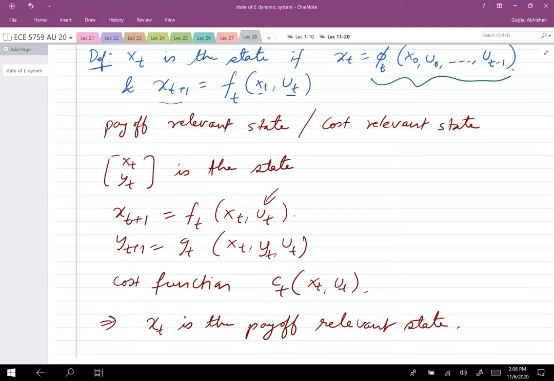Okay, so typically every objective that you have for that system needs to be translated into a specific cost function. And once you do the translation, it becomes very clear what the payoff relevant state would be. And then you need to run some of the dynamic optimization algorithms we'll be talking about in the next few days. So I'm going to pause here for questions.